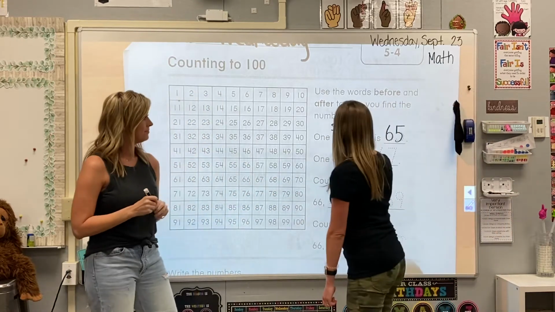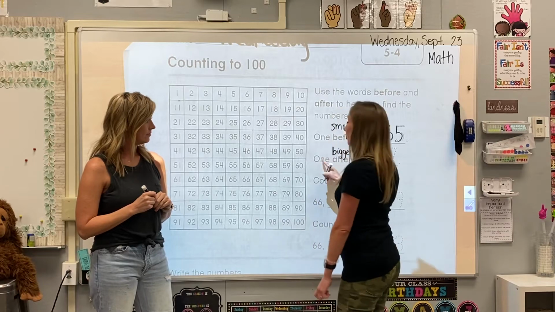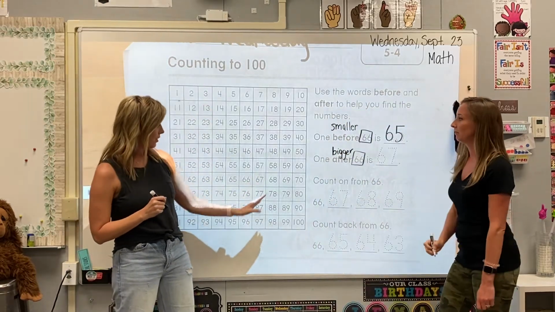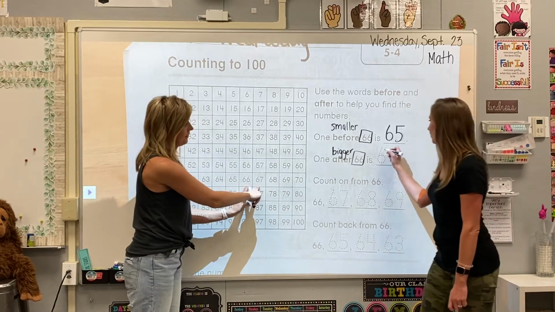And the opposite of that would be a number after, which means I'm getting bigger. Okay. So after means a bigger number than 66, but only one bigger. Okay. So I'm going to find 66 again. One after, I'm getting bigger, is 67.